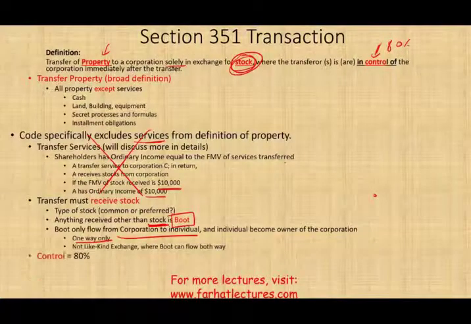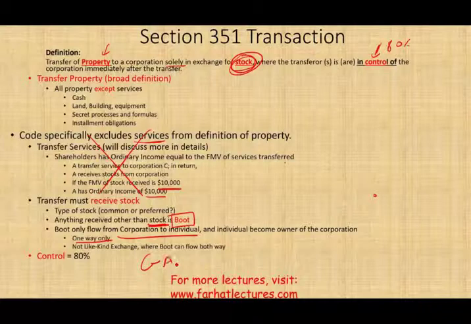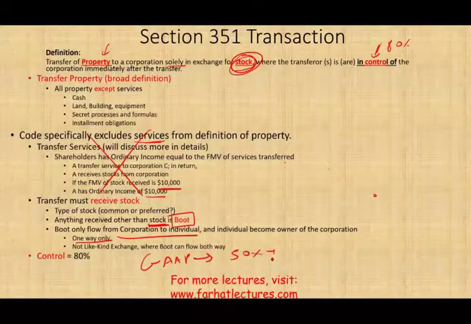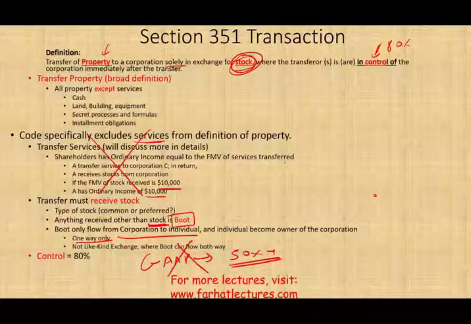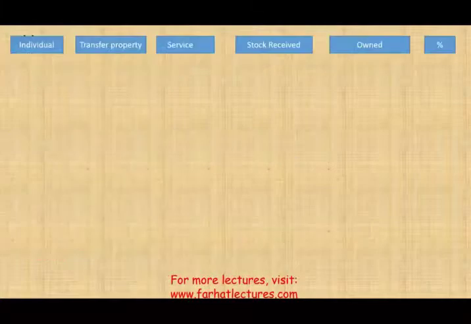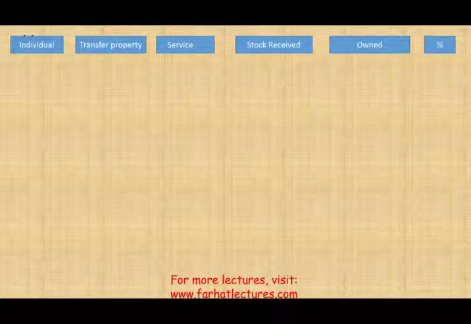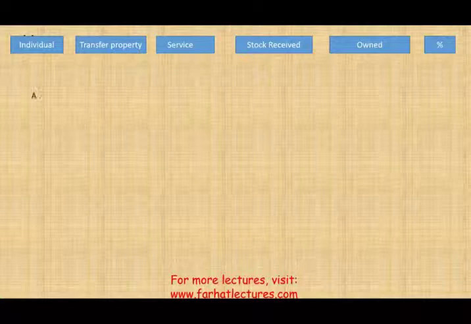And remember, control, you have to control 80%. So the definition of control, you have to be in control of 80%. In contrast, if you remember from financial accounting, from a GAAP perspective, you meet control when you go 50% plus. But this is not GAAP, this is IRS. For the IRS to be considered you're in control, you have to own 80% of the company. Okay, so let's take a look at a few examples just to see when the Section 351 applies because it's very important.